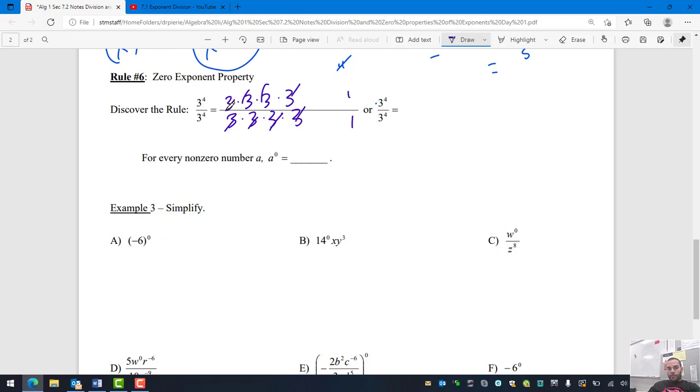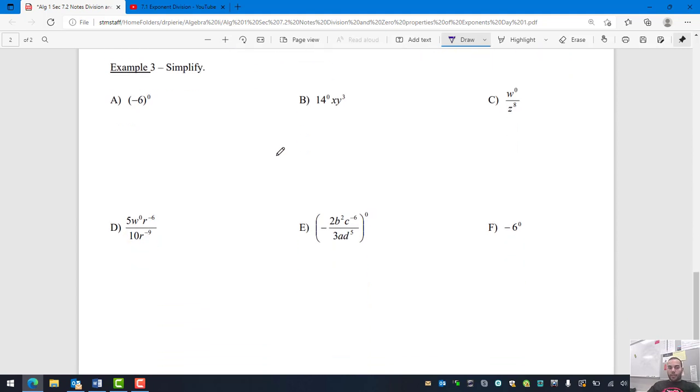Okay, so what would happen here if we did this using our division rule that we talked about in rule number 2, or rule number 3 rather? This is the same thing as 3 to the 4 minus 4, which would give us 3 to the 0 power. And here's the takeaway. If you have any number raised to the 0 power, it is not equal to 0. It is equal to 1. Okay? For every non-zero number, a raised to the 0 power is equal to 1. Anything raised to the 0 power is equal to 1 unless it's the number 0.